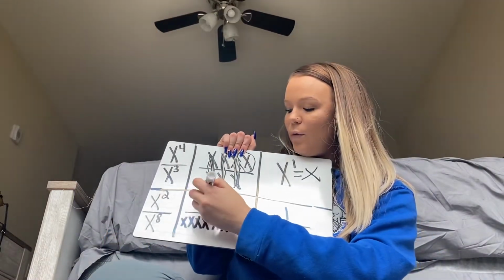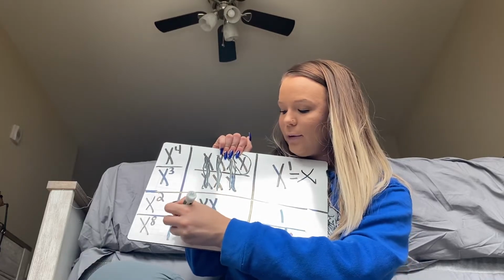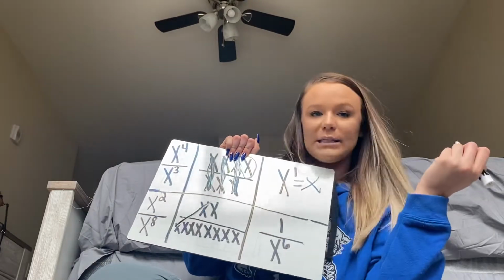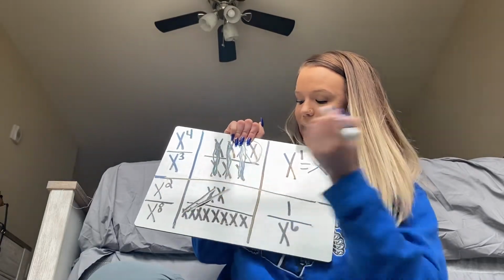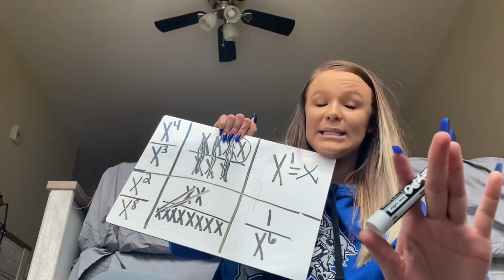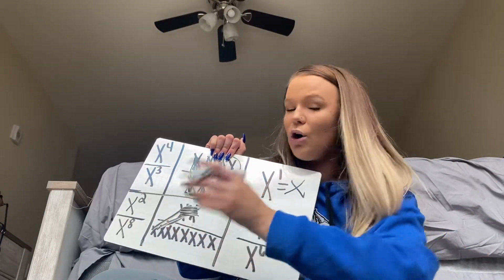So we have 1 pair. I'm going to go diagonal here. So that's 1 pair of x's gone. All right. Now we do have a 2nd pair of x's gone, but we realize that both of these x's are gone.